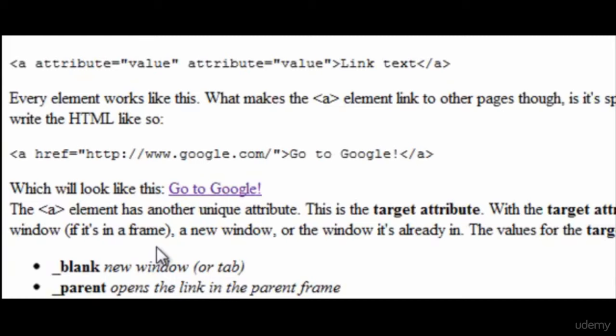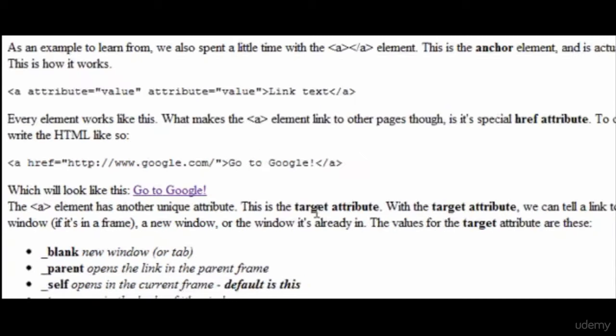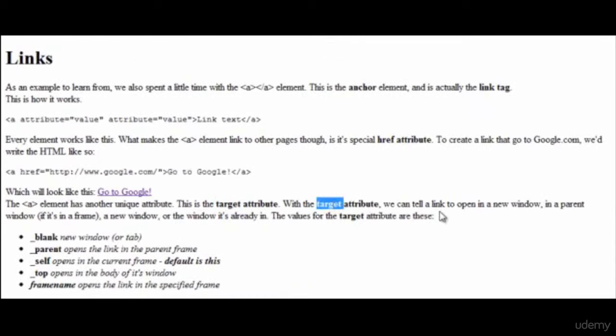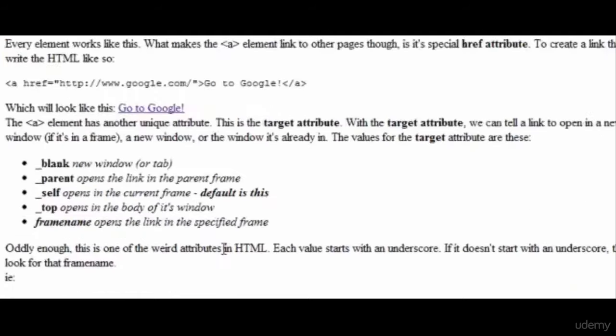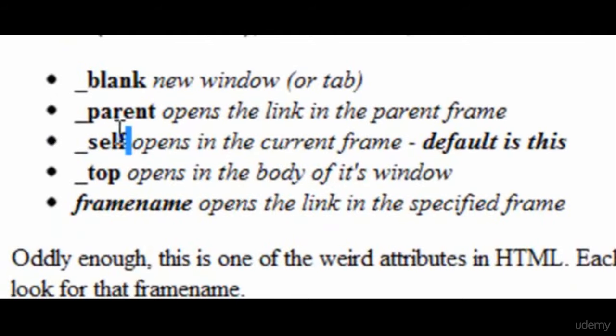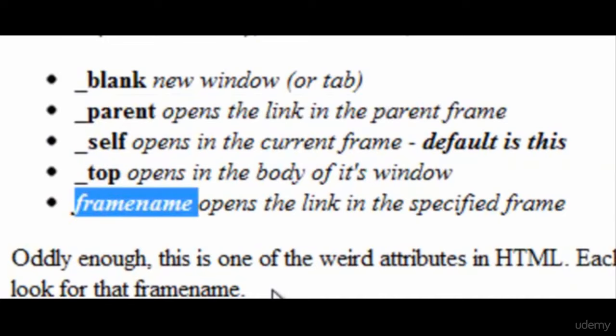The A element has another unique feature. This is the target attribute. With a target attribute, we can tell the link to open in a new window, in a parent window if it's currently in a frame, or the window it's already in. The values for the target attribute are the following: _blank, _parent, _self, _top, or custom frame name.